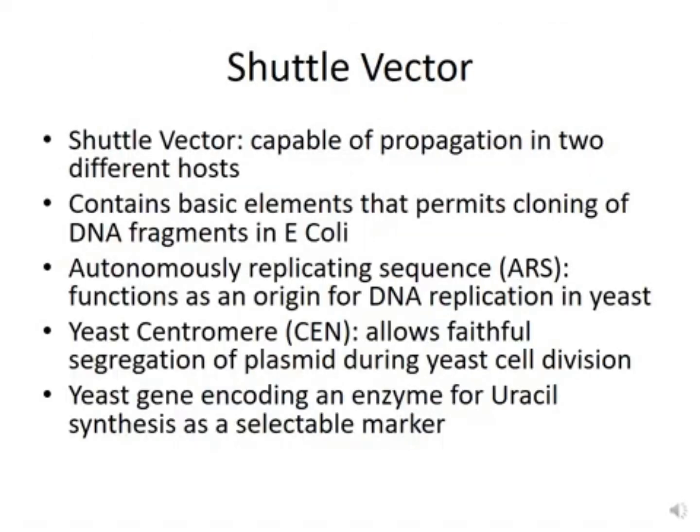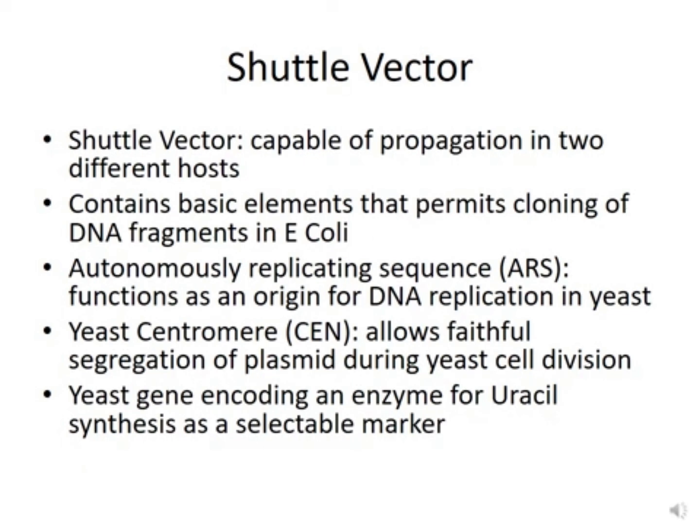This brings us to the discussion of shuttle vectors. A shuttle vector is similar to a regular vector, however the main difference is its capability of propagating, or making copies of itself, in two different types of cells, in two different hosts. It has the components that we have seen in the E. coli vector. However, it has other components that would allow it to replicate in a eukaryotic cell.